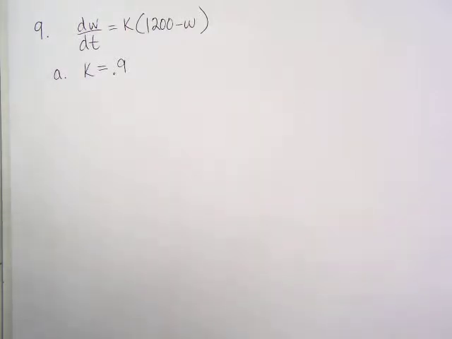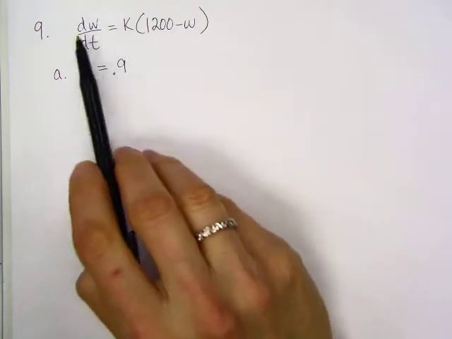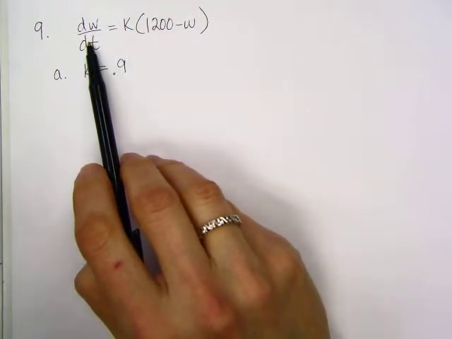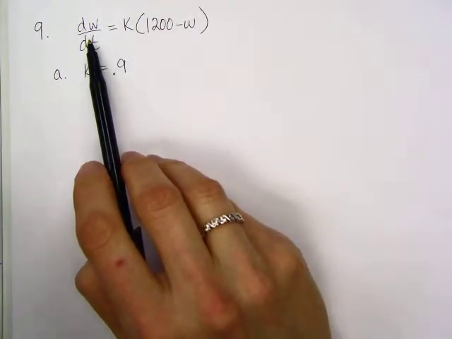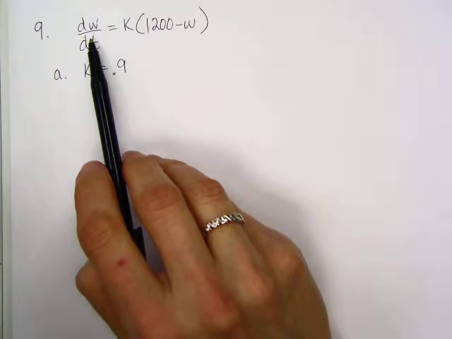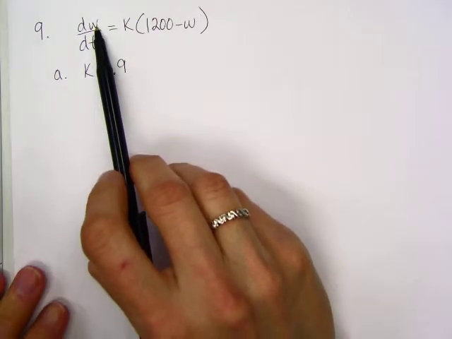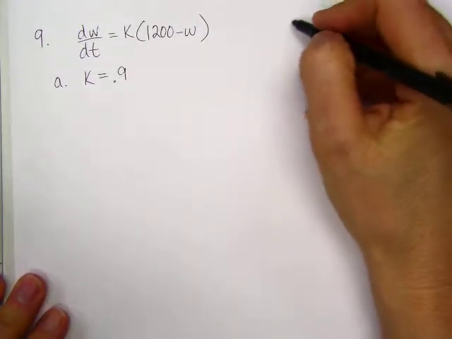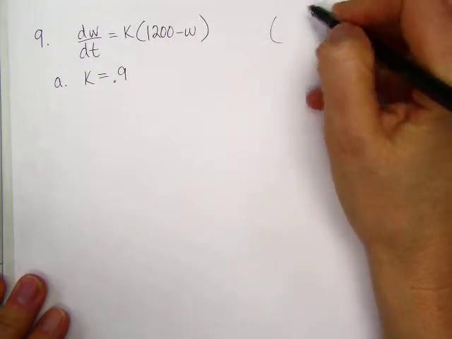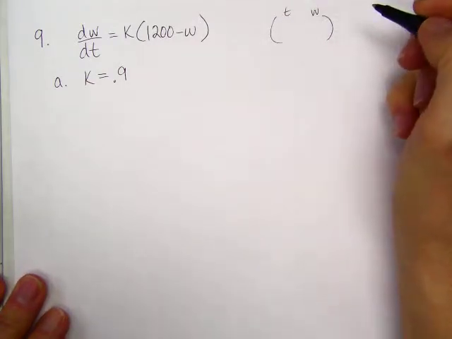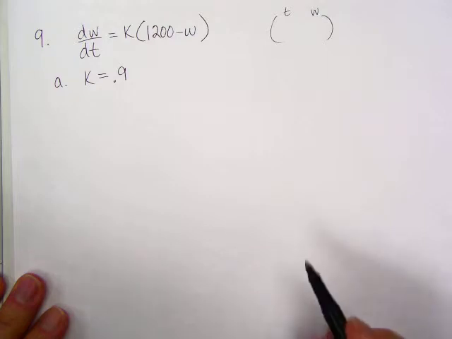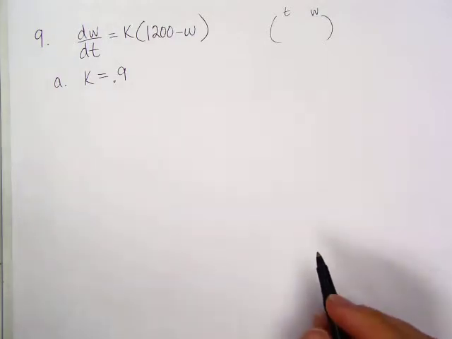All right, so number 9 says a calf that weighs 60 pounds at birth gains weight at a rate of this equation, where W is the weight in pounds and T is the time in years. So W is our Y coordinate and T is our X coordinate. Solve the differential equation for K equal to 0.9.